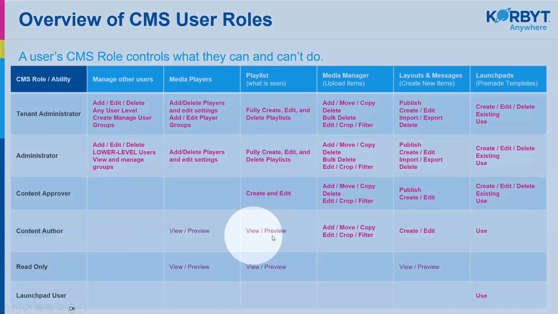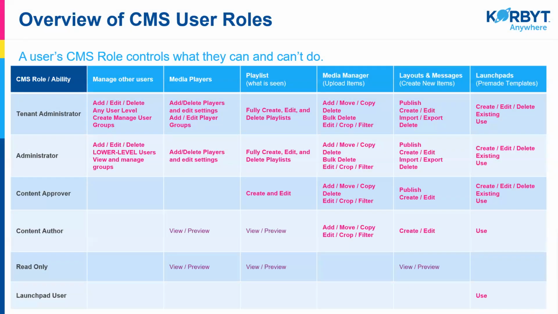Whereas a content author can't actually create or edit playlists. They can add content into the system. They can upload new items. They can use the crop and filter tools that are there for media items, but they can't on their own make those things seen. Now, I don't necessarily want to read the entire eye chart here to you. So let me ask, are there specific questions, seeing this chart or from your own experiences in the system so far, that I can answer for you around user roles?